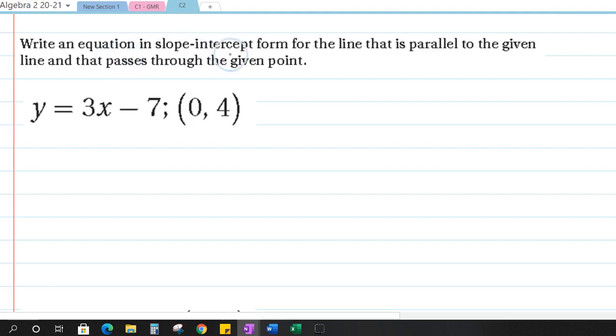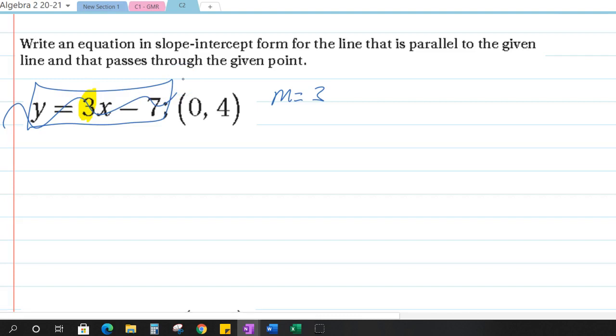The instructions say to write an equation in slope-intercept form for the line that is parallel to the given line and passes through the given point. So there's one reason why they gave us a line, and only one reason: in order to steal the slope. So many kids get confused on why is there a line there? What do I need to do with it? You need to do one thing. You need to figure out what that slope is.